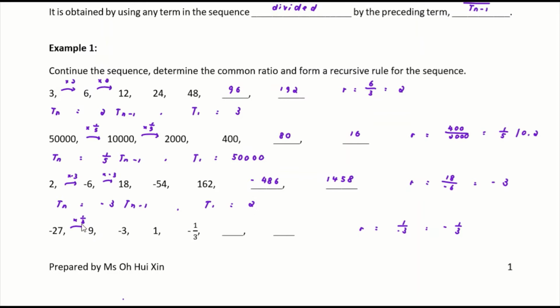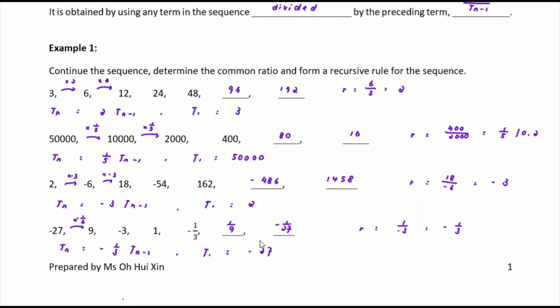Sorry, it's negative 1 over 3. When we move on, we get 1 over 9, then multiply by negative 1 over 3, then negative 1 over 27. When we write down the recursive rule, it will be Tn equals negative 1 over 3 times the n minus 1 term. The initial term is negative 27.